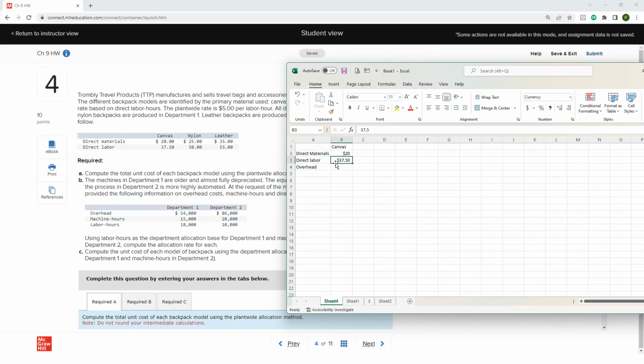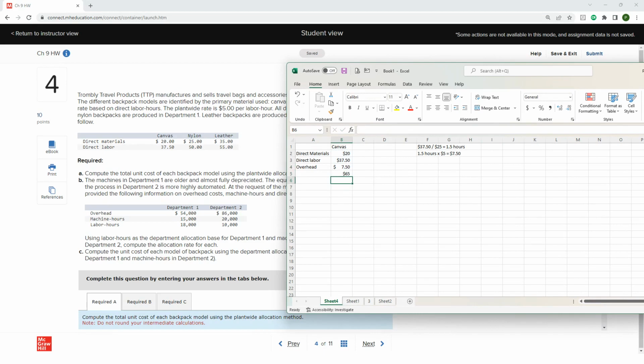So if the cost is $37.50, and then we know that labor is $25 per hour, we do $37.50 divided by $25, and that gives us 1.5 hours. Then we can take the 1.5 hours times the $5 per labor hour to get $7.50. So our overhead cost for canvas is $7.50. Then we just have to add up these three costs and we get $65 for total unit cost.